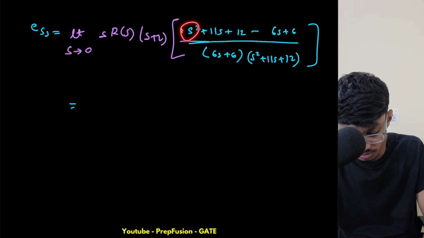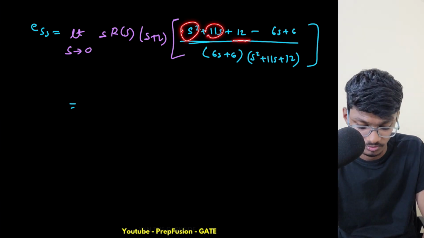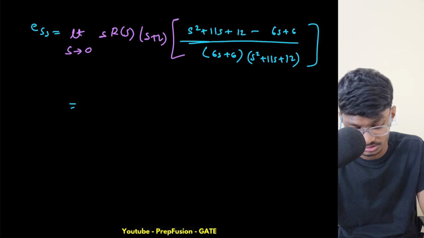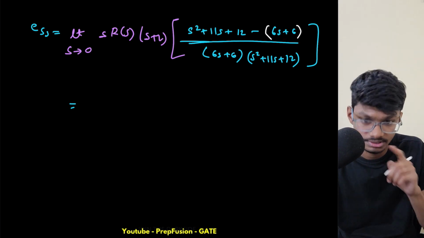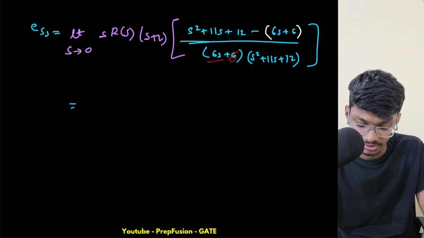So if I put s equal to 0, this will go to 0, this one will go to 0, this one will be 12, this one will go to 0, this one will be 6. So this one is in minus. So 12 minus 6 is 6. This one will go to 0. So here I am remaining with 6.